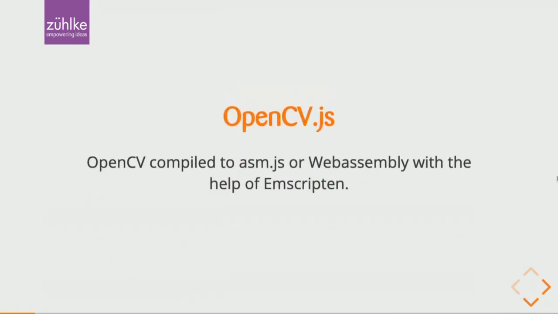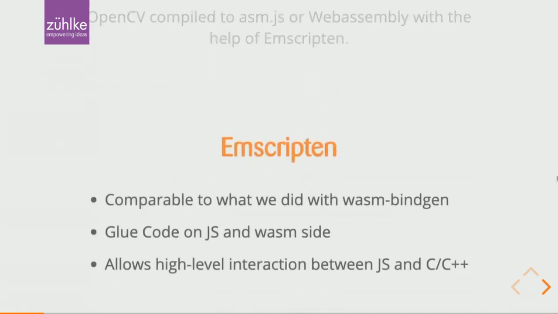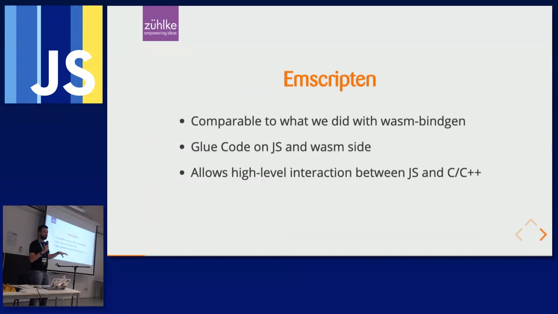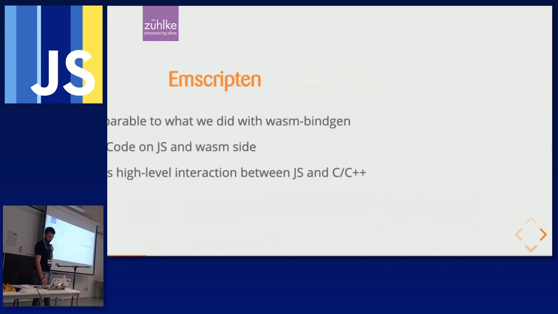Oh yeah, I forgot to mention Emscripten. So we used wasm-bindgen for Rust, right? So that helped us with those bindings from Rust to JavaScript. On the C and C++ side, we have Emscripten, and you can basically, if we put it very simple, that's not entirely correct, but if we put it simple, it's comparable to wasm-bindgen. It does also do JavaScript bindings. It will help us to have this high-level interaction with all the types we want to. So this is going to help us a lot. And this is what OpenCV internally uses when you compile it to WebAssembly.